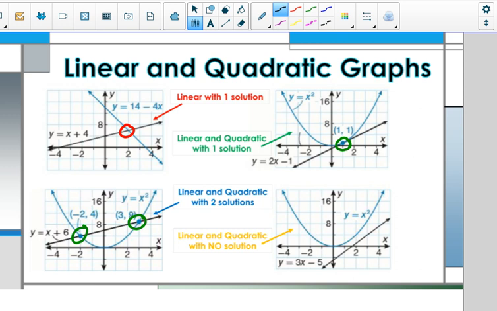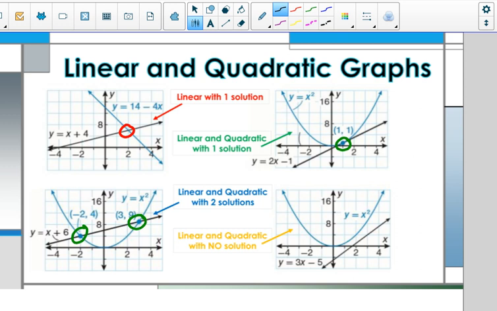On the bottom left, you can see we have linear and quadratic, but there's two solutions. They cross in 2 points, -2 and 4, and 3 and 9. And then the very last one, the yellow, the linear and quadratic with no solution. You can see that neither graphs touch, therefore there is no solution.